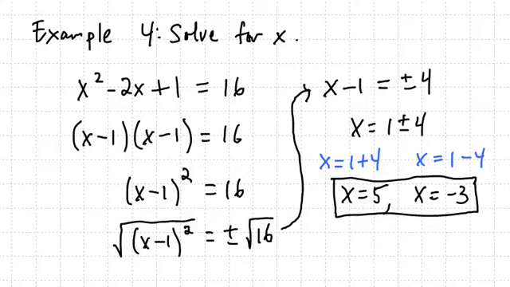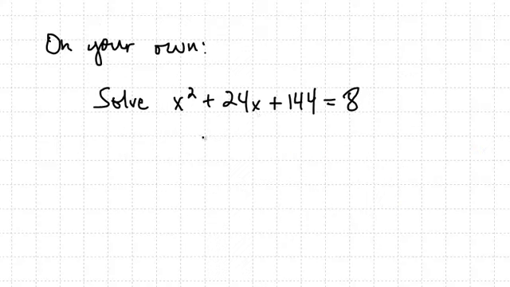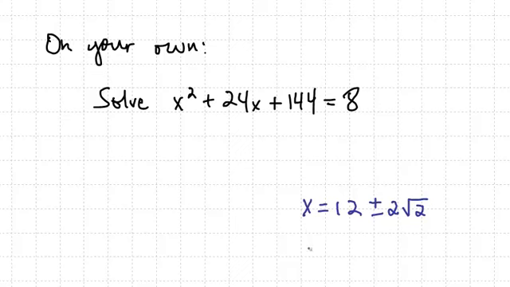I'm going to leave you with this problem to try on your own: x² + 24x + 144 = 8. The only hint I'll give you is that it's a lot like example 4. So if you need any help, go back and watch example 4. I'll even tell you what the solution is. The solution is going to come out to be x equals 12 plus or minus 2 root 2. So see if you can figure out the steps that go in the middle here to get us to a solution of x equals 12 plus or minus 2 root 2.